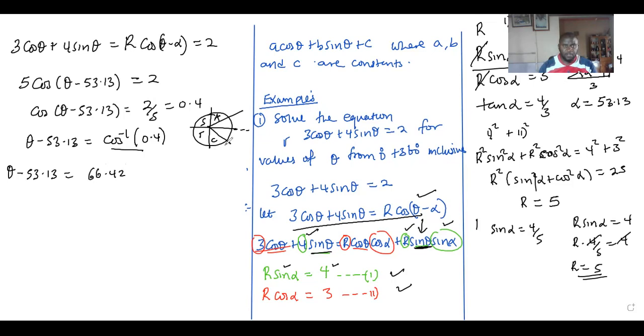What is the option here, which also gives us the same? If you have negative 66.42 here, what is its positive? 360 minus 66.42. You get 293.58. Now, finally, make theta the subject, which is 53.13 plus 66.42, or 53.13 plus 293.58. What is theta? Oh, did I give you the range? Yeah, between 0 and 360.